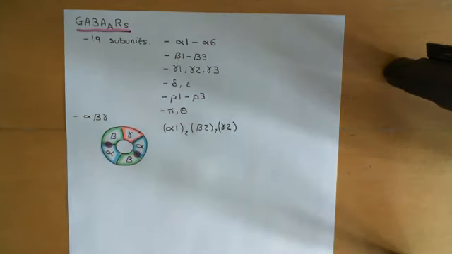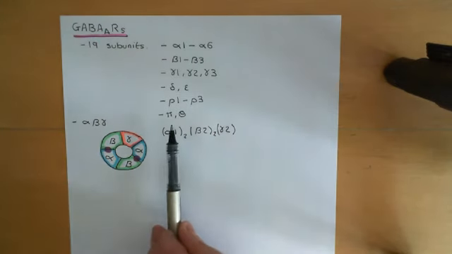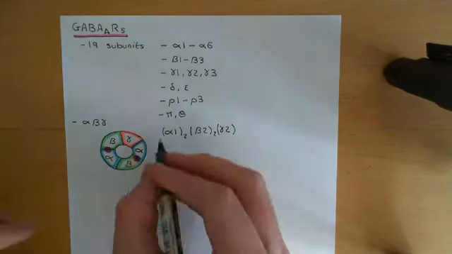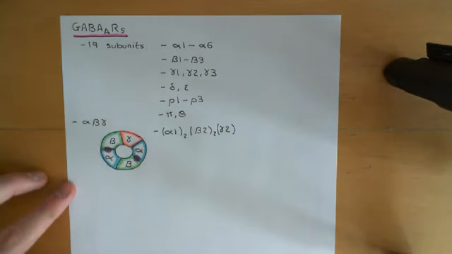So this is the main type of GABA A receptor that is found within the brain. It's one of these alpha, beta, gamma type GABA A receptors, where the alpha subunit that you use is the alpha 1 subunit, the beta subunit that you use is the beta 2 subunit, and the gamma subunit that you use is the gamma 2 subunit. So that is the most common GABA A receptor found in the human brain.